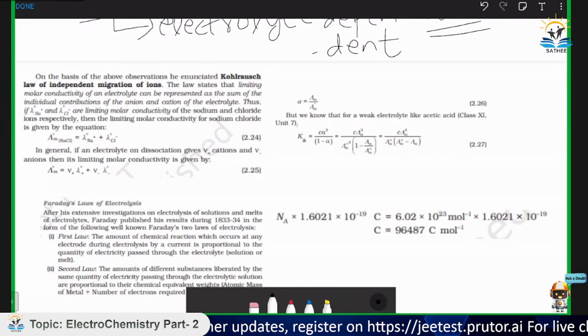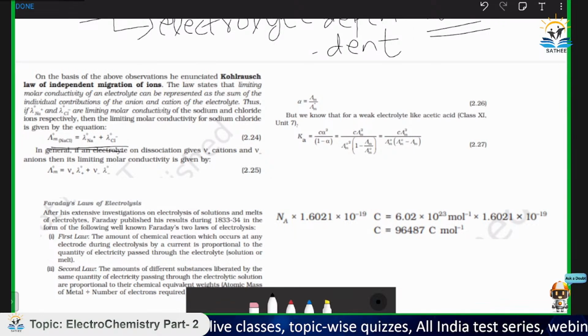For an electrolyte, weak or strong, the limiting molar conductivity is the sum of the limiting molar conductivities of its cations and anions. As given below, for NaCl it's the sum of lambda naught Na plus and lambda naught Cl minus. For the ions you have lambda representing the molar conductivity. That's the law.